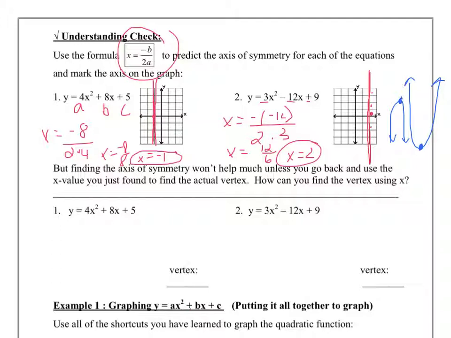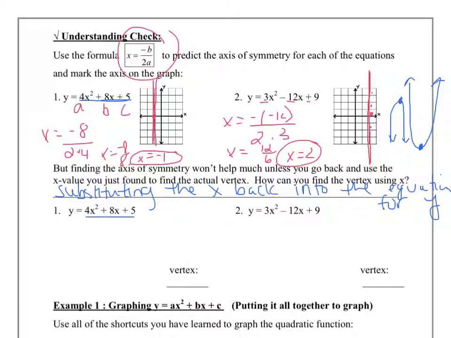We can do this by substituting the x back into the equation to find y. Into the equation for y. So we want to find y. In number 1, we have the same equation right here, and I found out that x was equal to negative 1. So instead of x, I'm going to plug in negative 1.